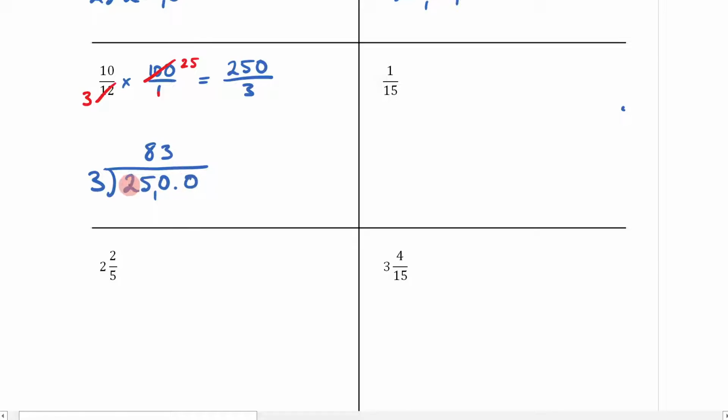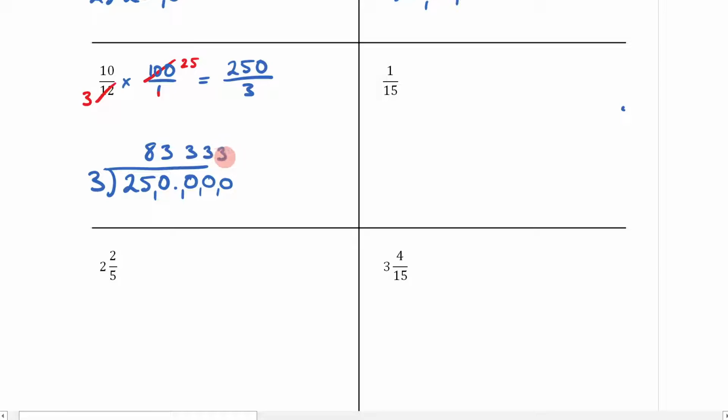So what I do is I make 250, 250.0, and I carry that 1 down. How many times does 3 go into 10? It goes in 3 times. I put another 0 down, and I carry the remainder of 1 down. How many times does 3 go into 10? It goes in 3 times. I put another 0 down, and I carry that remainder down.